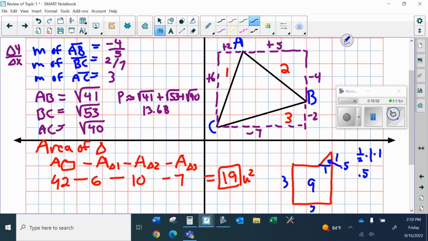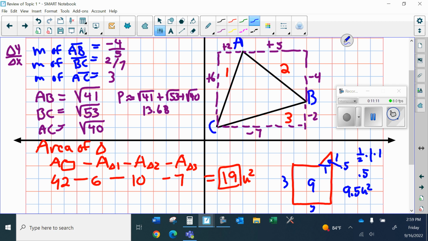And so for this composite figure, the area would be 9 plus that 0.5, for a total of 9.5 square units for that area. So I can go ahead and break that composite figure up into shapes I know, either squares, rectangles, or triangles. Find the area of each one and add it together.